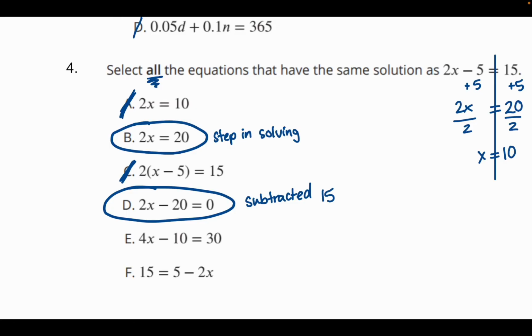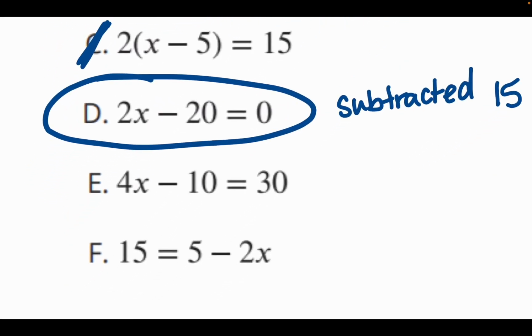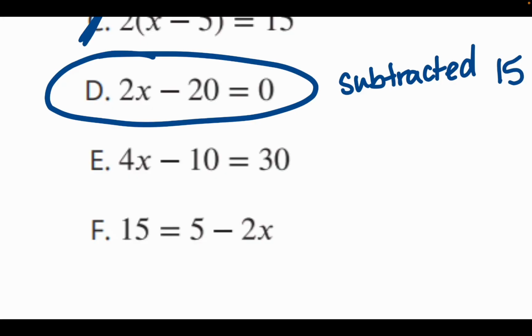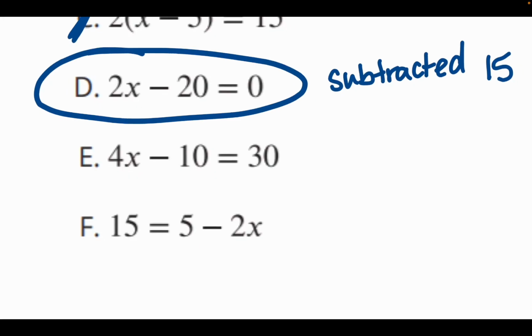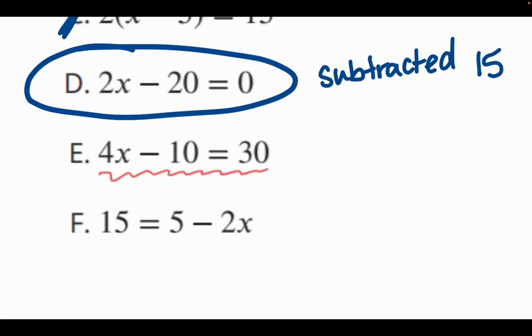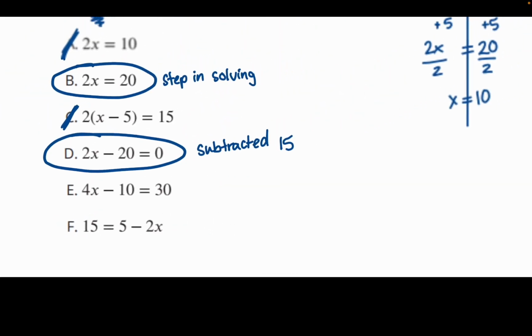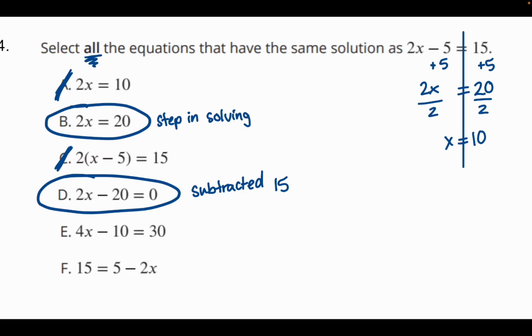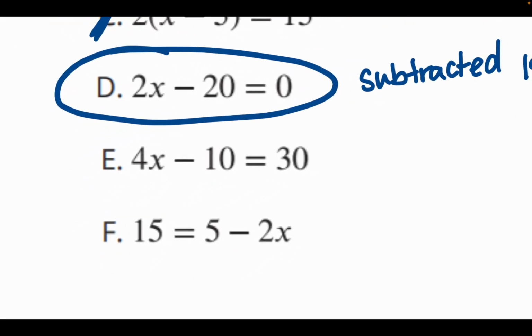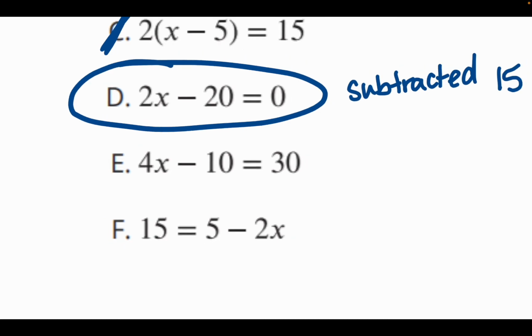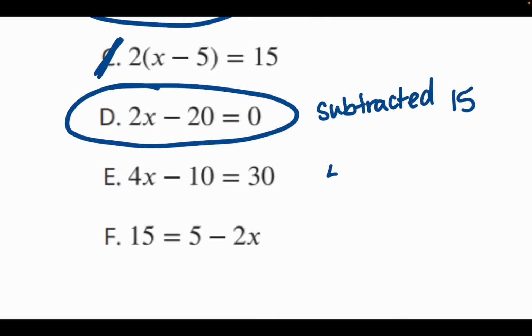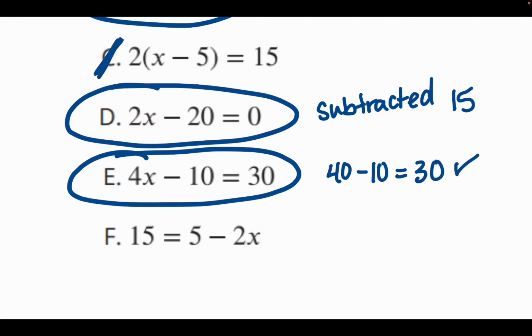Can I manipulate this? Not necessarily. I can technically move some numbers around to make this work. But because I actually solved and I got that x was 10 over on the right, I can actually just plug 10 in and see if this works. Well, 4 times 10 is 40. And 40 minus 10 is 30. So since it makes that true, it means that it has the same solution.